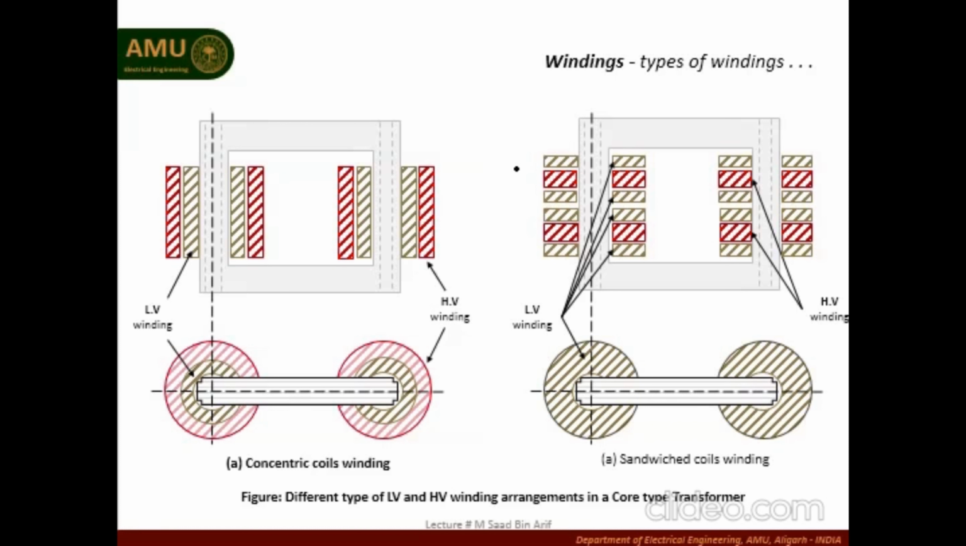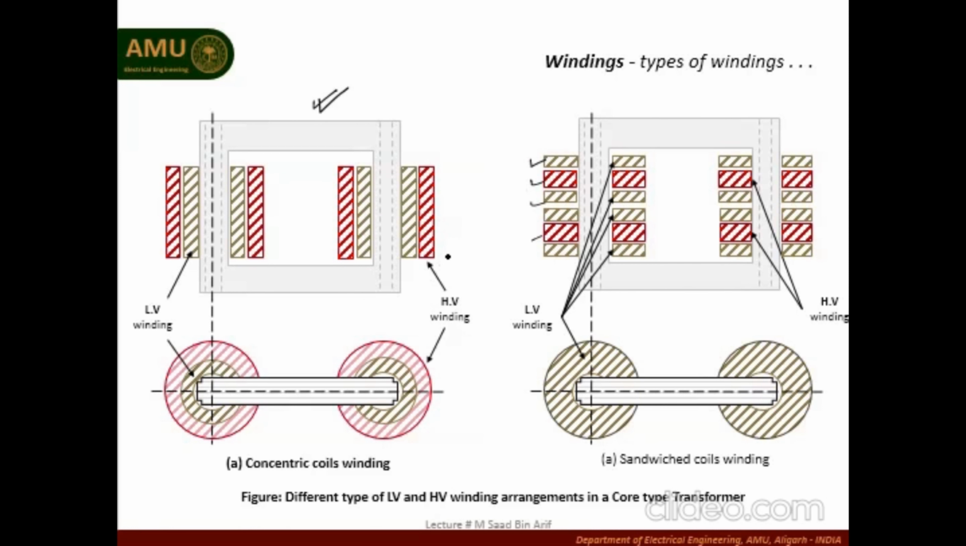Now if we want to place the sandwich type of winding in a core type of structure, then we will place like this. We will place low voltage winding, then high voltage winding, then again low voltage winding. In this fashion we can place a sandwich type of winding in the core type of structure. But as I told you earlier, the concentric winding are usually used in core type of structure, whereas in shell type of structure we use sandwich type of winding.